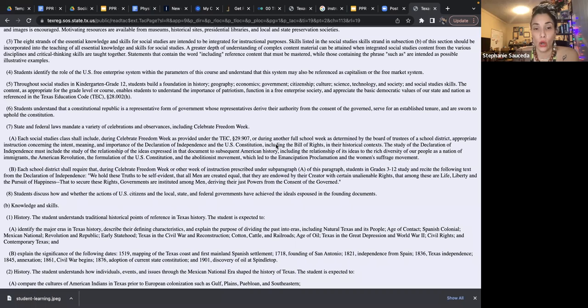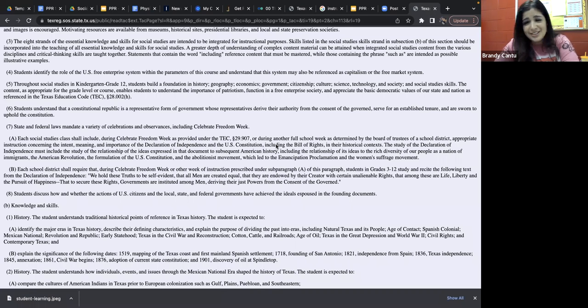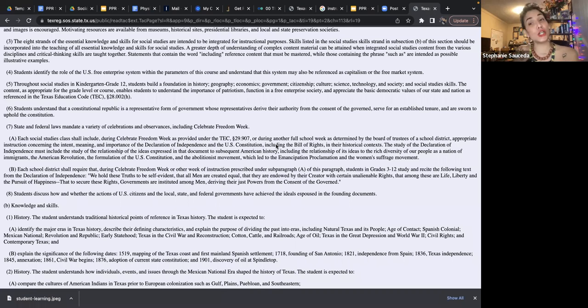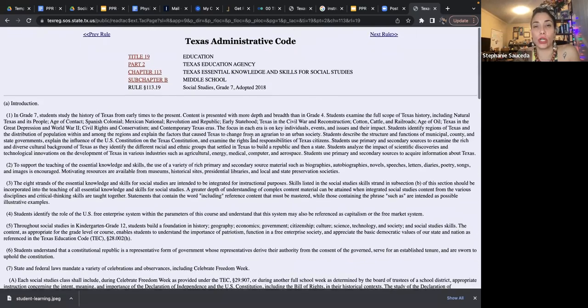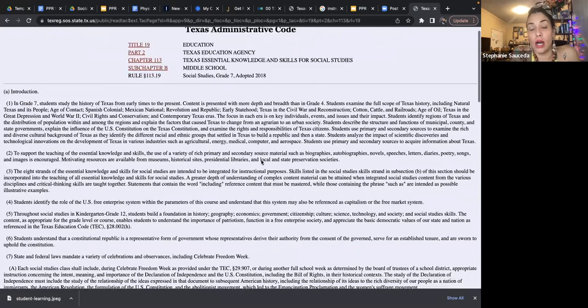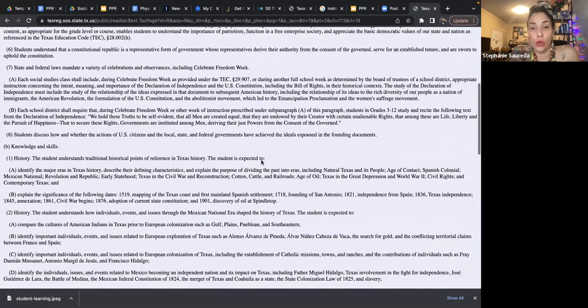Celebrate Freedom Week. That's awesome. That sounds like fun. I know it does. It should be fun. I know it's fun at my girls' school. I feel robbed because I didn't celebrate that in elementary. Well, I wonder when they added it to the law. I'm not sure if that's always been in there. And these were updated in 2018. So that might be something that's new.